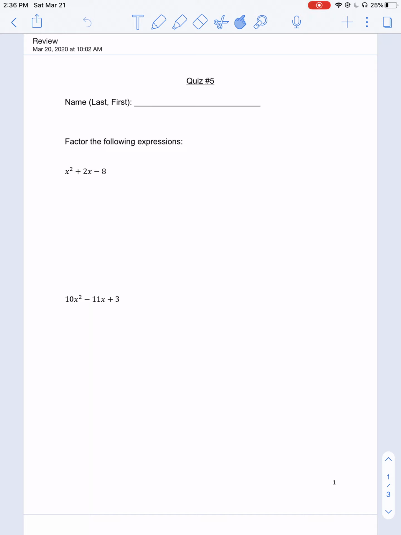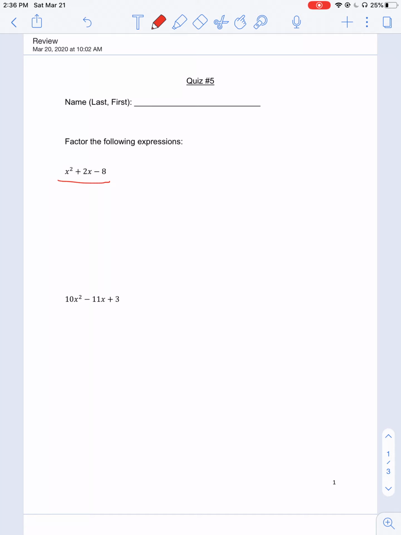Okay, so this was the quiz that I gave you that I was supposed to collect on Monday, right? But the circumstances have changed. So instead of collecting this quiz, I will just show you the solutions. So this is the first question, right?